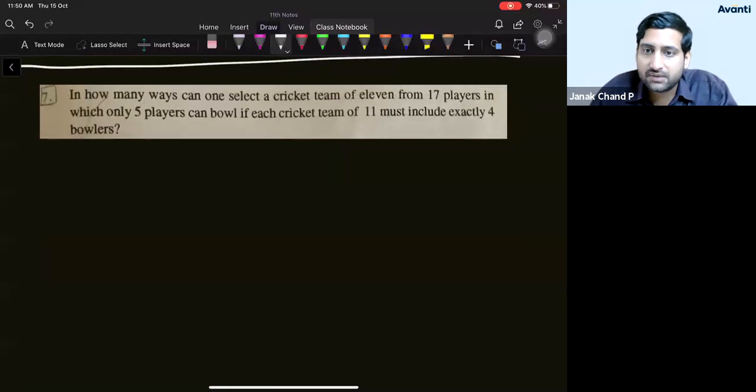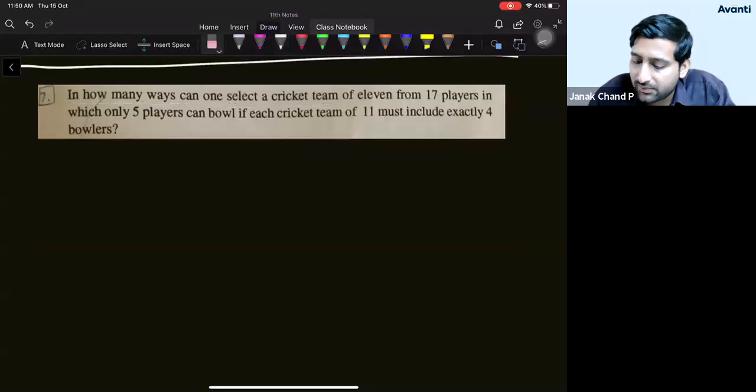Okay, read the question carefully, student. Let me read it for you. The question says, in how many ways can one select a cricket team? So this is not important, right? We want to select a cricket team of 11. So we all know that, student, we want a total of 11.